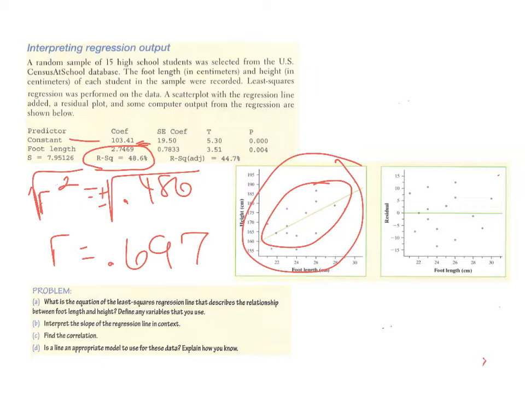And then part D asks to identify an appropriate model to use for this data and explain how you know. So let's go over here and look at our residual plot. We can look at both of them. The residual plot doesn't really show any pattern. Our scatter plot shows a linear association. And so you could use both of those to support that this is an appropriate model. Both that the scatter plot shows a linear association and the residual plot does not show any particular pattern.